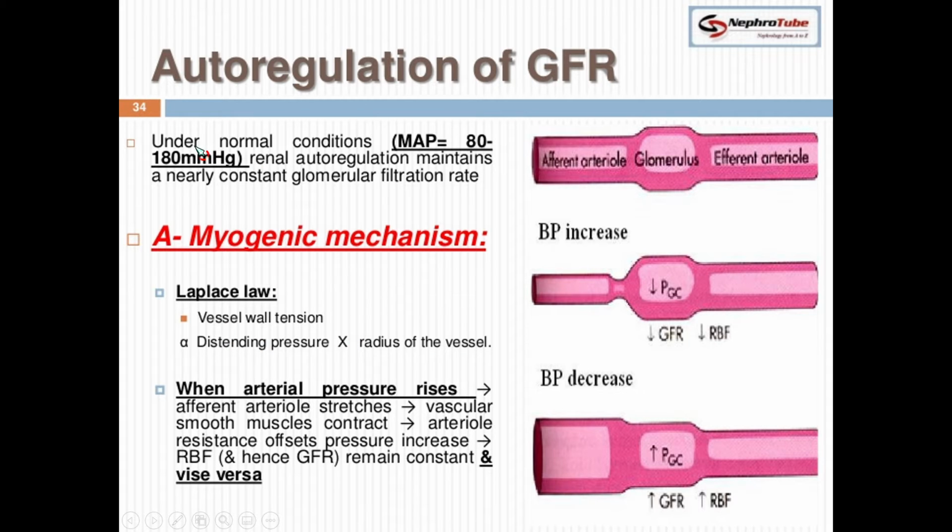Under normal conditions, the mean arterial pressure is 80 to 180 millimeters of mercury. Renal autoregulation maintains a nearly constant GFR. That means GFR remains constant despite a wide variation in blood pressure. The mean arterial pressure can vary between 80 and 180, but your GFR remains constant.